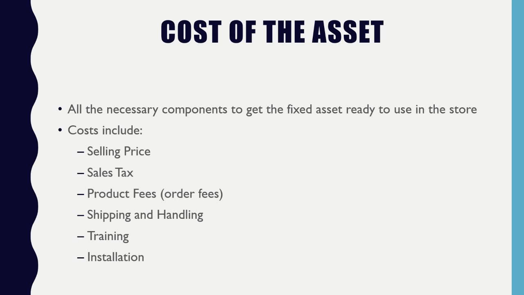All right, so these costs can include obviously the selling price, sales tax, any product fees, so any additional fees that have to be tacked on there, any shipping and handling, any training that needs to be used in order to understand how to use the product, and of course installation fees. So if you need to install it, that's all going to be included in the cost of the fixed asset. Okay.